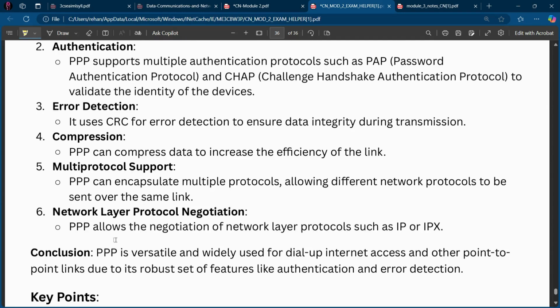Acknowledgements: the data is acknowledged in that way. One more concept was there: network layer protocol negotiation. PPP allows the negotiation of network layer protocols, IP or IPX. So see, it encapsulates multiple protocols, allowing different network protocols to be sent over the same link. So one link is for one protocol.